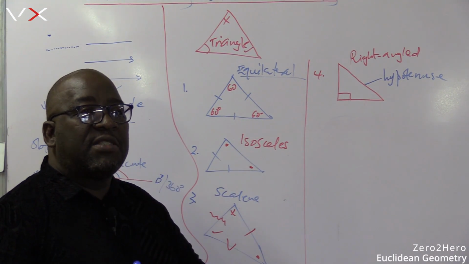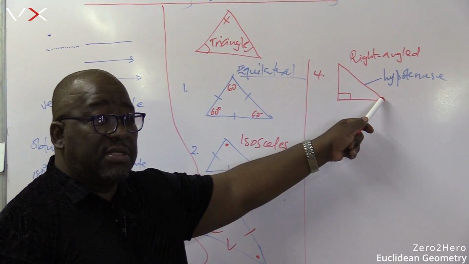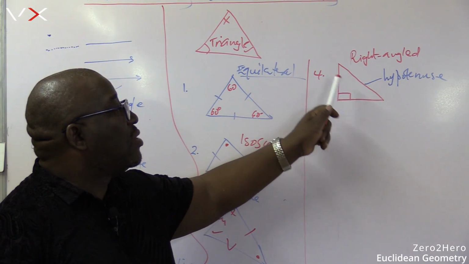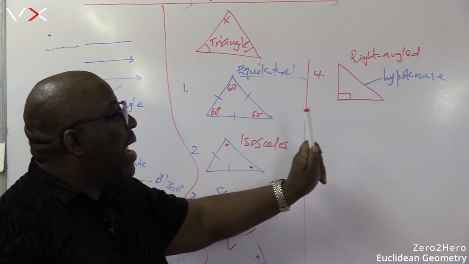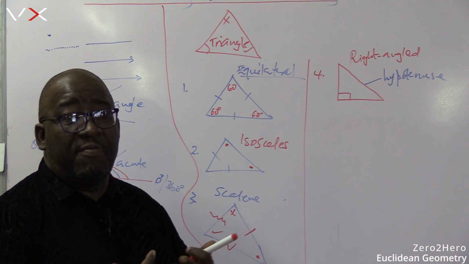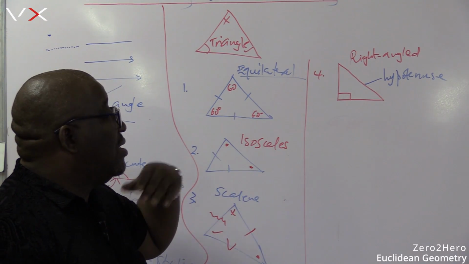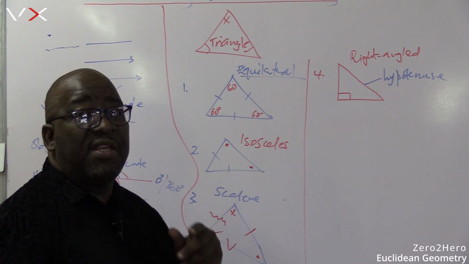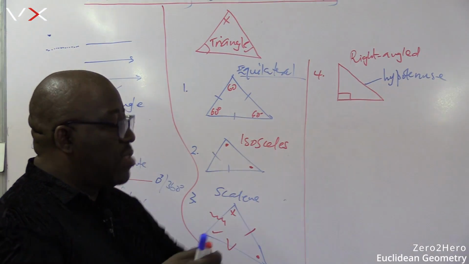Now the theorem says, in a right angle triangle, the square on the hypotenuse is equal to the sum of the squares on the other two sides. It means that this side squared plus this side squared will be equal to that side squared. That's the theorem of Pythagoras. Pythagoras is the name of a person who discovered this theorem. He said, in a right angle triangle, the square on the hypotenuse is equal to the sum of the squares on the other two sides.